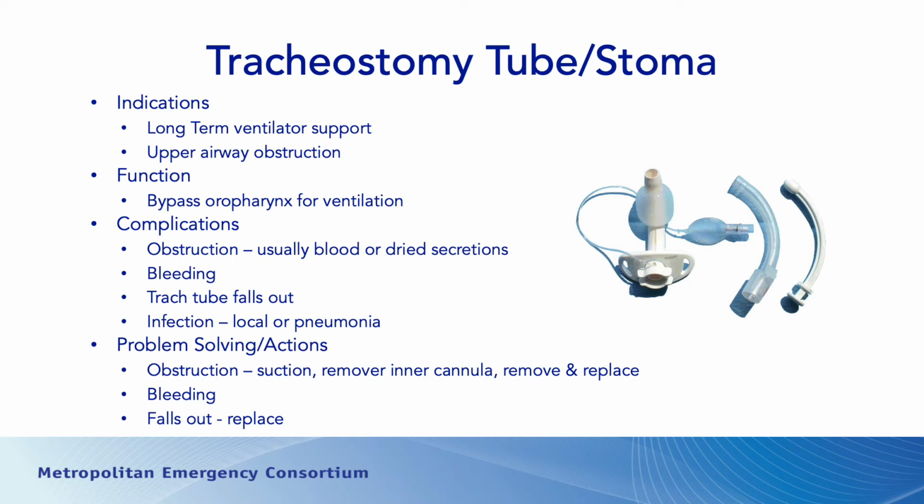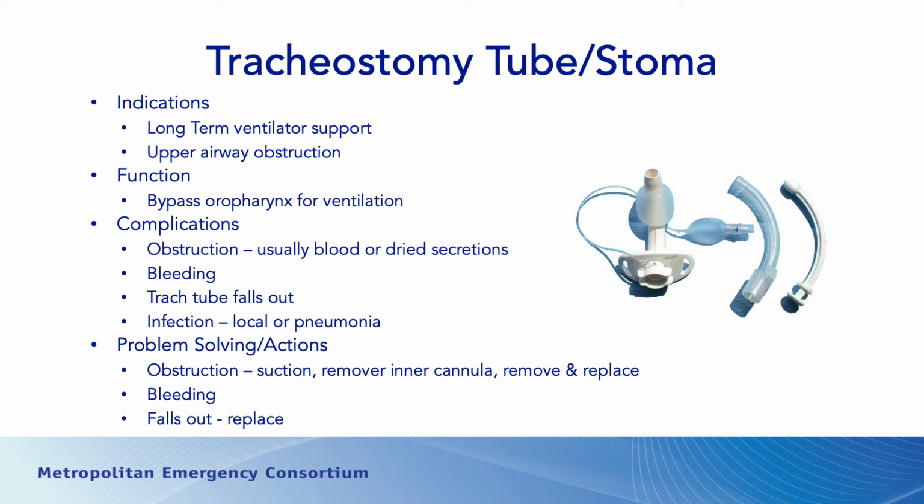The number one complication we typically see that is difficult to manage is airway obstruction. So there could be dried blood or dried secretions within the cannula, within the tracheostomy tube, and the patient cannot move adequate volume of air past it.